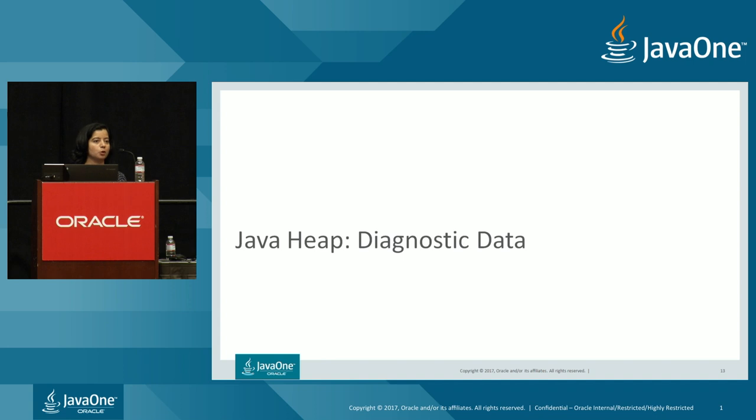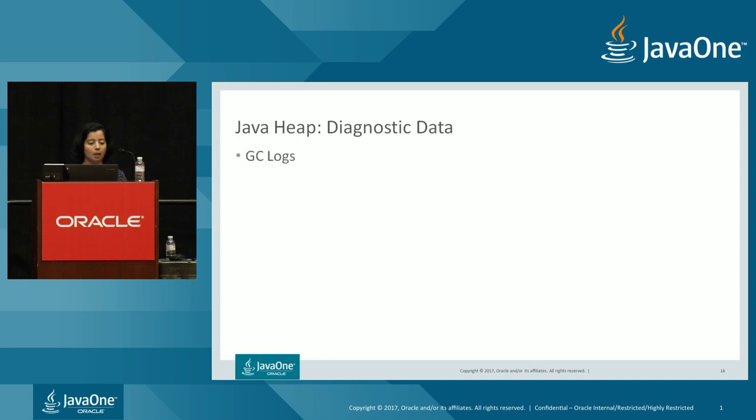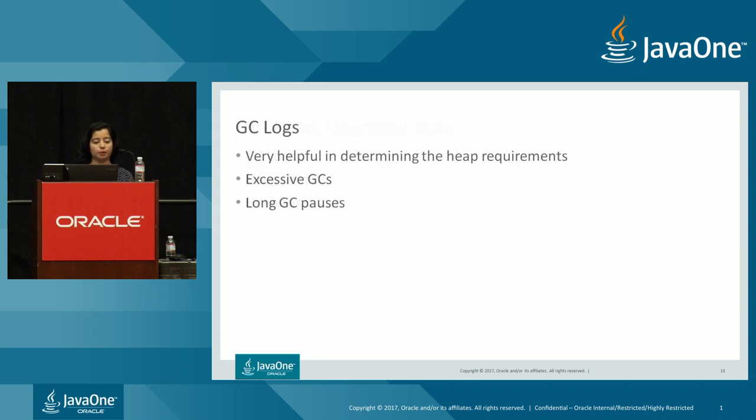So let's go ahead with the step of collecting diagnostic data. What diagnostic data should we be collecting to troubleshoot Java heap related memory problems? For Java heap related memory issues, we should be collecting GC logs, heap dumps, and heap histograms. Let's take a look in detail, one by one, at which tools we can use to collect this data and how each diagnostic data helps us in troubleshooting.